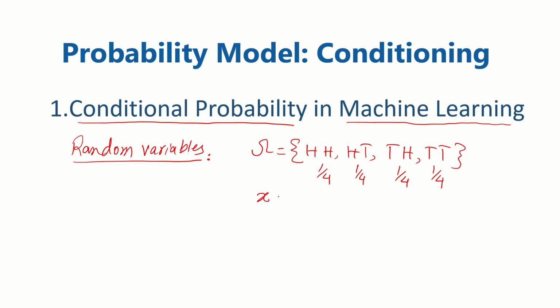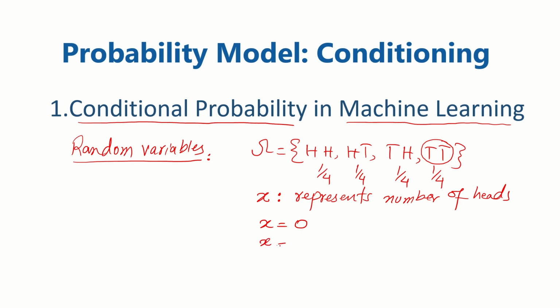X is our random variable. X is a variable that represents the number of heads in the above experiment. Now, what are the different values that x can take? Well, x can take value 0. In that case, we are referring to the event that contains only this outcome, tail-tail.